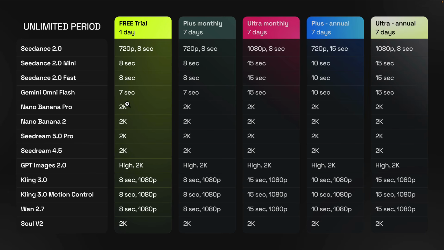We also have Seedance 2.0 Mini and Seedance 2.0 Fast, both with an 8-second limit, while Google Omni Flash is limited to 7 seconds. For the image generation models like Nano Banana 2, Seedream 5.0 Pro, and GPT Image 2, the quality limit is capped at 2K resolution. You won't get unlimited mode if you try to generate images higher than 2K. As for the Kling 3.0 video model, you get to generate up to 8 seconds at 1080p, which is great. The same 1080p rule applies to Kling 3.0 motion control and the 2.7 models.